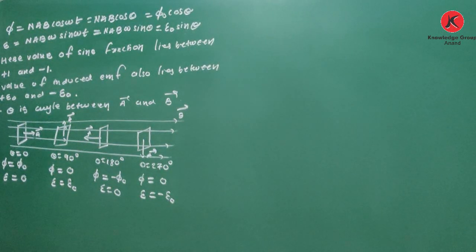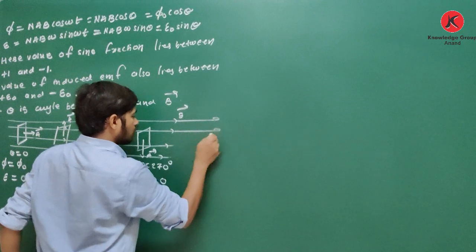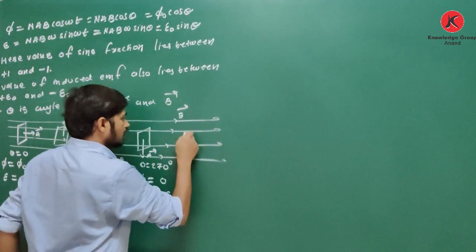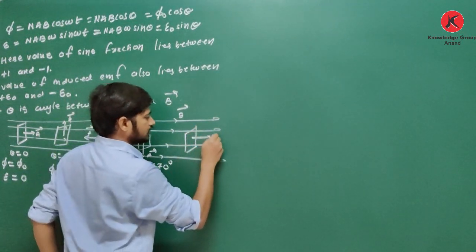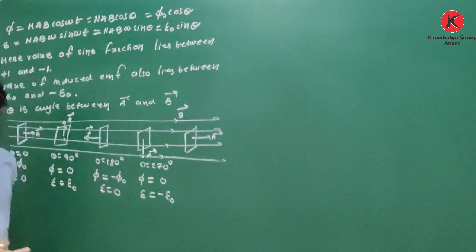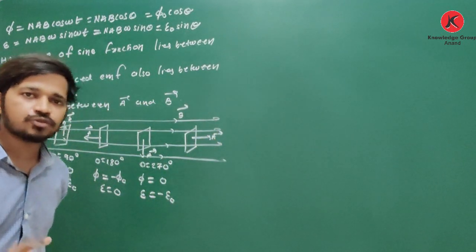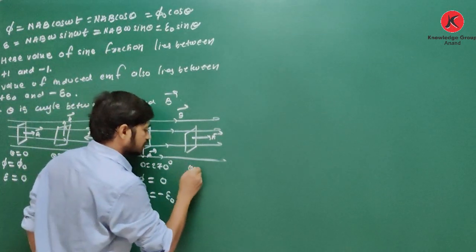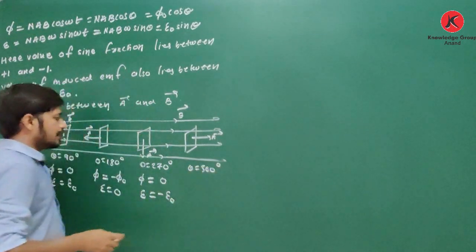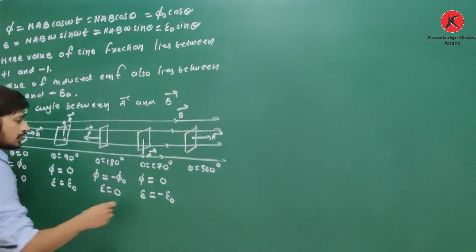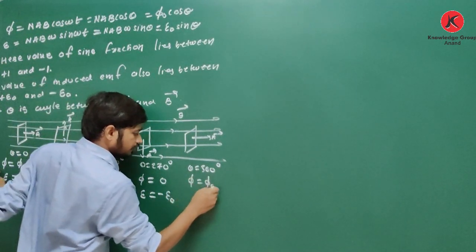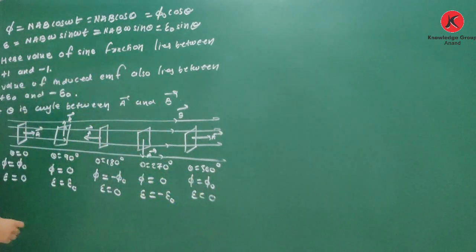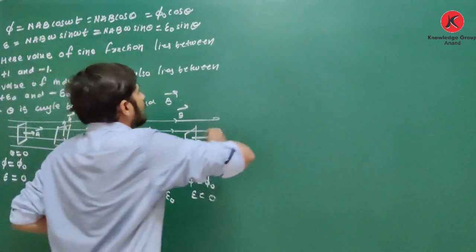Now the last case, if the coil is rotated by 360 degrees. It is one complete rotation of the coil. When theta is equal to 360 degrees, it is similar to the original condition. Phi is equal to phi 0 and the induced EMF is 0. So that is the figure and calculation, and now I will draw the graph.